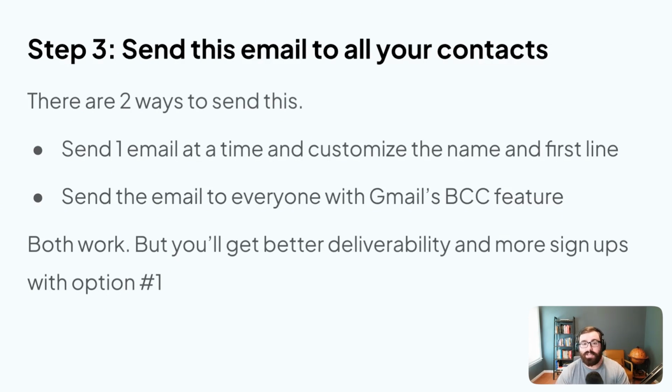You could just send one email at a time to all the contacts and customize the first name, or you could send it using Gmail's BCC feature. That just allows you to send to a list of up to 100 people at a time, and they don't see who else was on that email chain. But you are going to get better deliverability and more signups with option number 1, but it does take a little bit longer. So pick what's best for you.